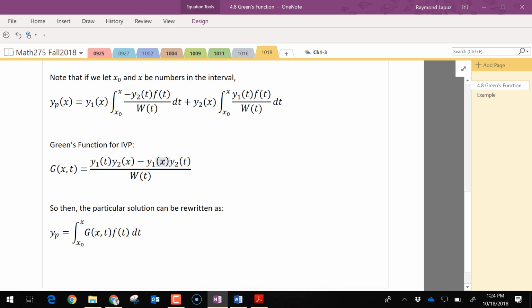When we integrate, we're going to integrate with respect to t, and then it'll become x. And then there's an x naught, which is going to be the starting point in your initial condition.